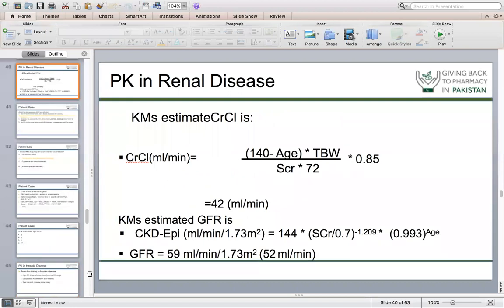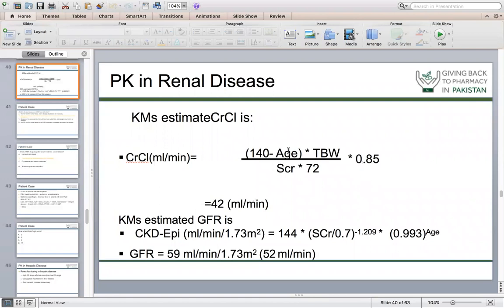So let's go back to our patient case and estimate her creatinine clearance. This is the equation you need to memorize: 140 minus age, times body weight, divided by serum creatinine value times 72. If she is a female, we multiply by 0.85. Why is that? For females, creatinine production is lower than males by 15%, so this value is added as a correction factor.